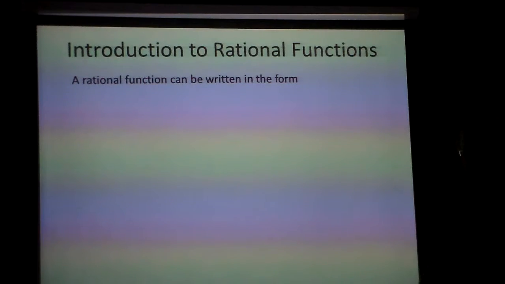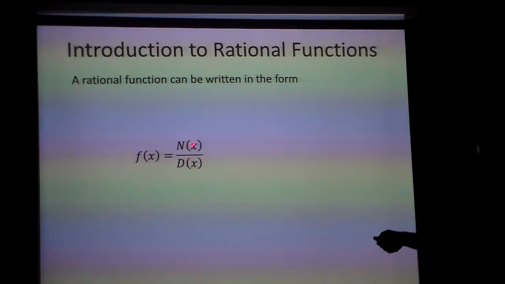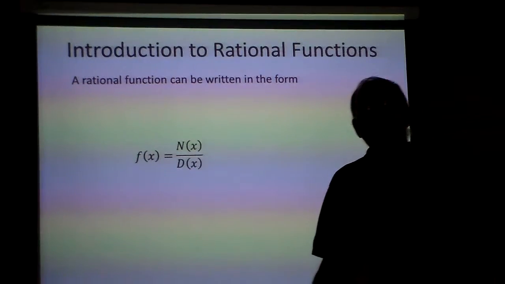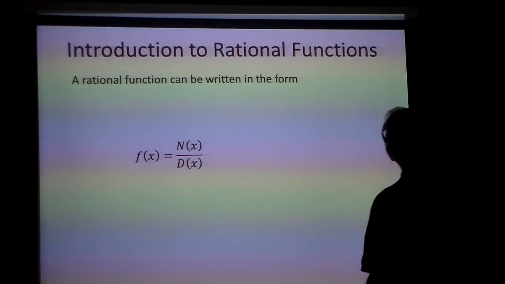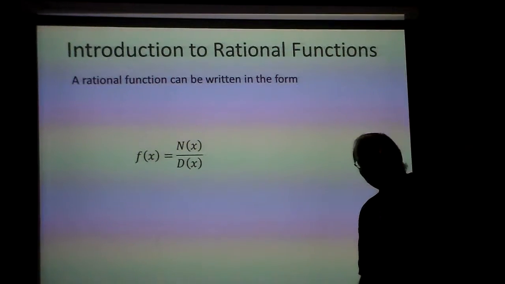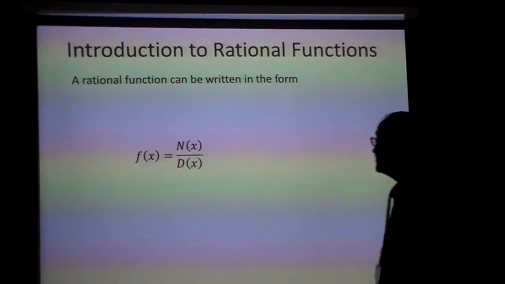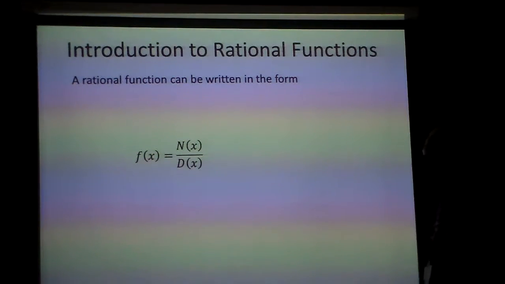Basically, a rational function can be written in the form of a numerator and a denominator. The denominator has an x in it. That's all a rational function is. A rational function is a function that has an x in the denominator. Because that's going to cause some problems. It's not going to make straight and continuous problems here.